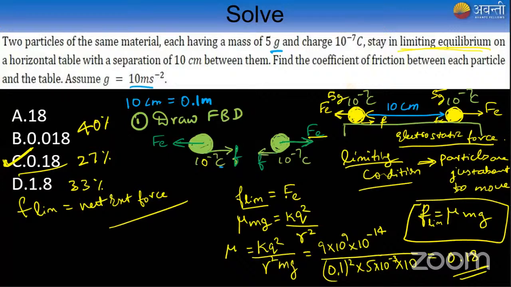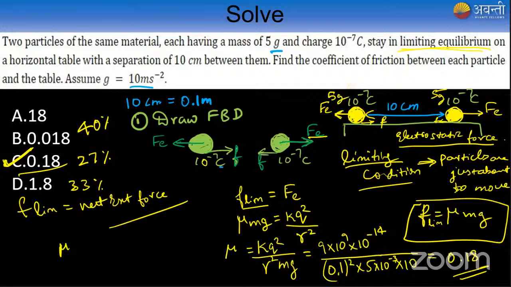Equate that to the electrostatic force, that is kq square by r square. I know my value of k is 9 into 10 power 9, and my q square is 10 power minus 14, divided by r square, which is 0.1 whole square, over 5 into 10 power minus 3 into 10. Now, try to solve this, guys. Simplify it and you should get the answer. Did we miss something anywhere?